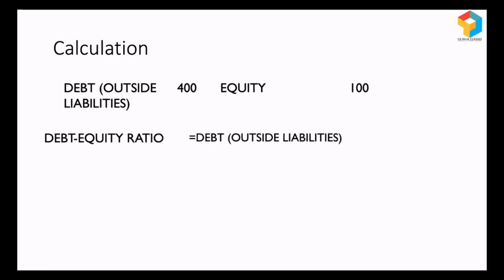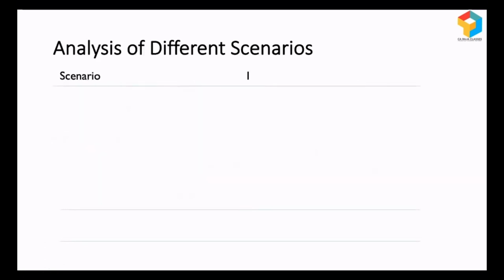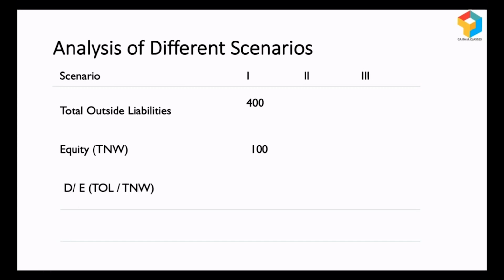Let's do that. Debt is 400 million, equity is 100 million, and debt equity ratio is debt by equity, 400 by 100, and we get the value as 4. But I'm going to express that as 4:1. I'll take you through 3 scenarios once again here so that we can understand it better. Scenario 1, we have already calculated outside liabilities is 400 and owner's contribution equity is 100, and debt equity is 400 by 100, and we get it as 4, and I'm expressing it as 4:1.